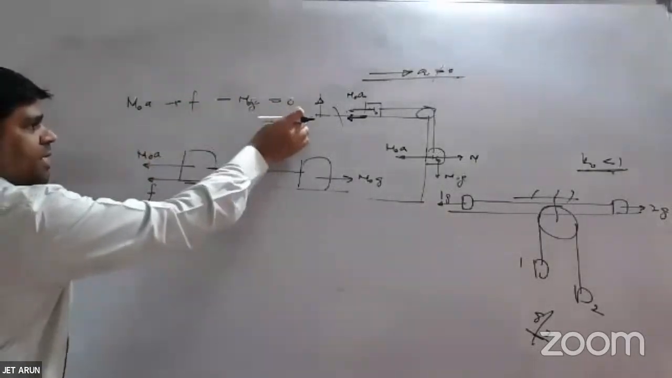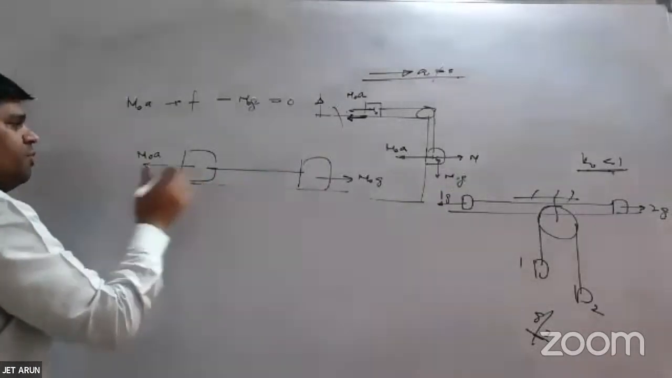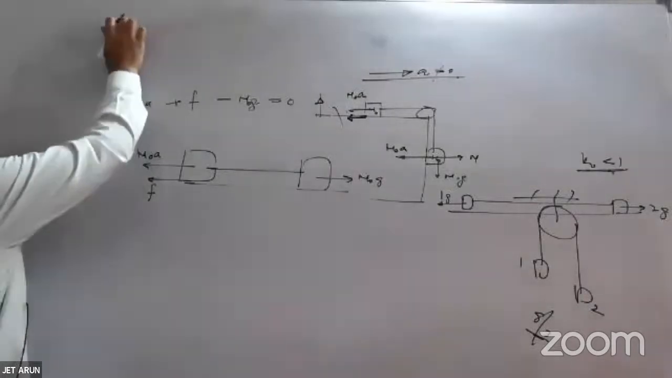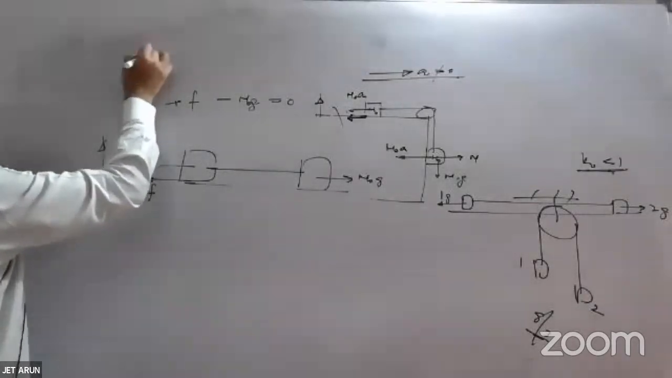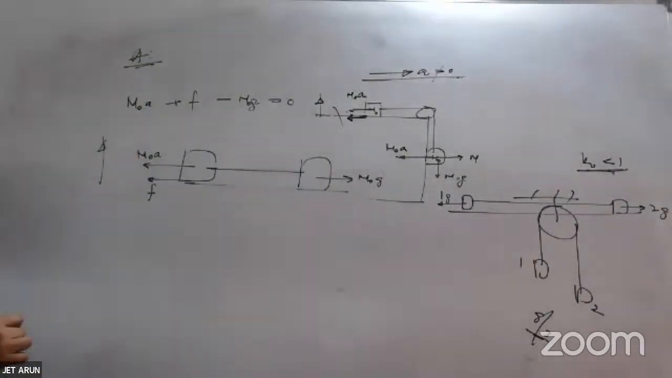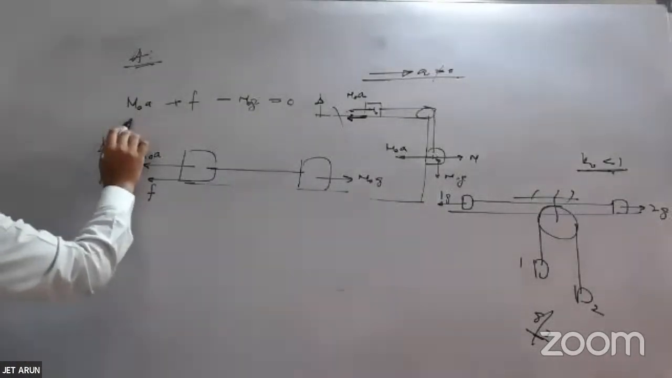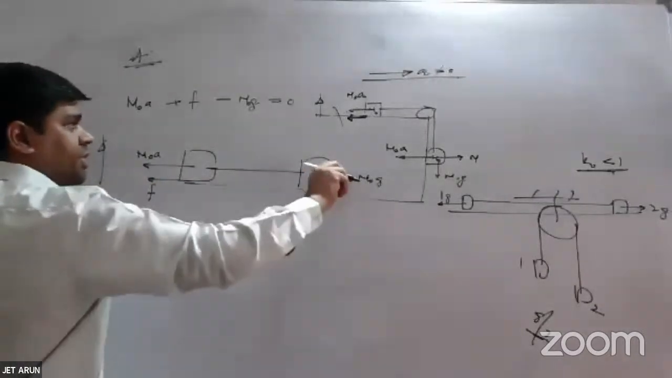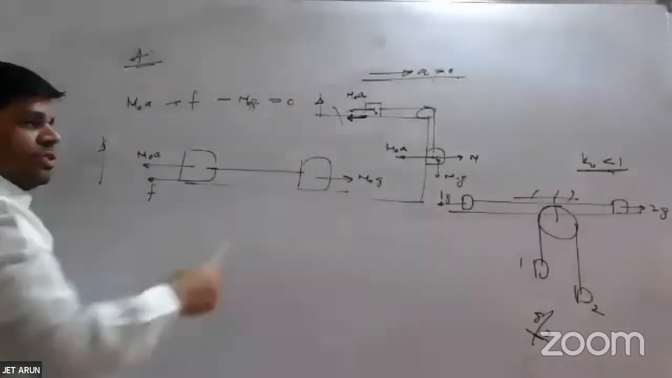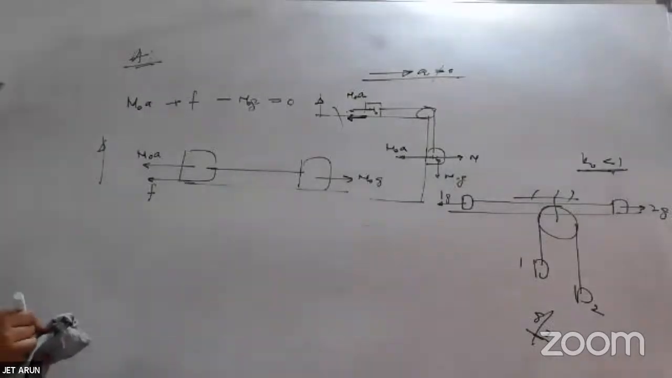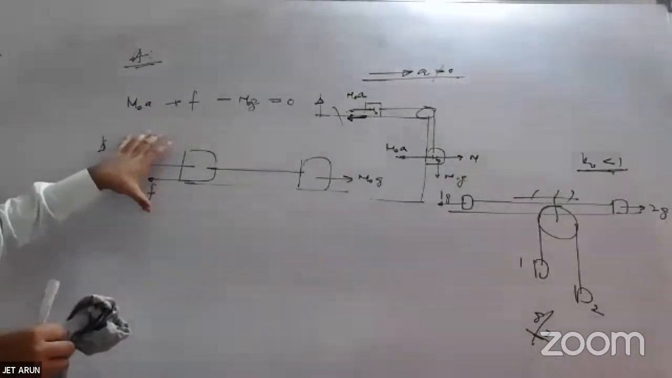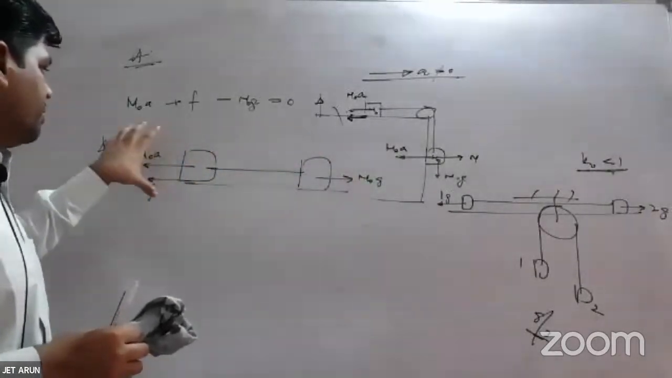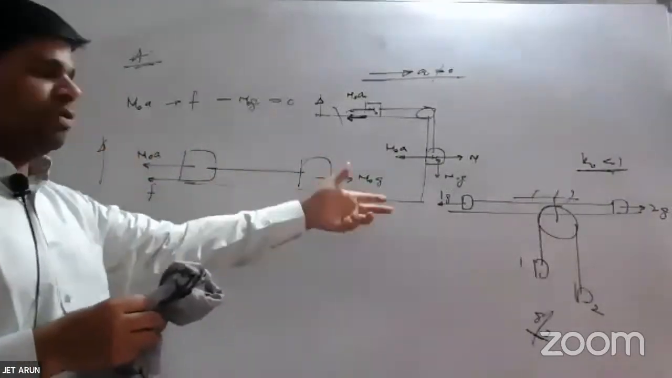Net force is equal to mass into acceleration. Acceleration of the particle with respect to the reference frame is 0. I am solving this with respect to the non-inertial reference frame, the accelerated reference frame. So m naught a plus f, both in the leftward direction, minus m naught g, rightward direction, is equal to 0. I'm just adding all the forces. These two forces are leftward, this one force is rightward. So if I take left as positive, this plus this minus this is equal to 0.